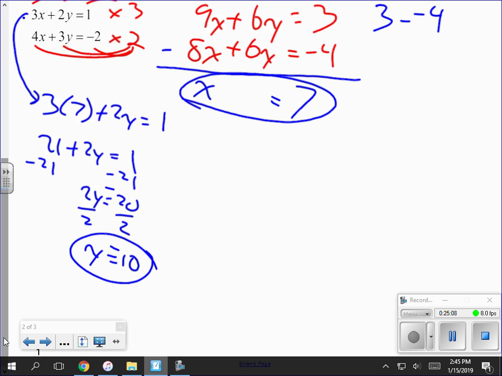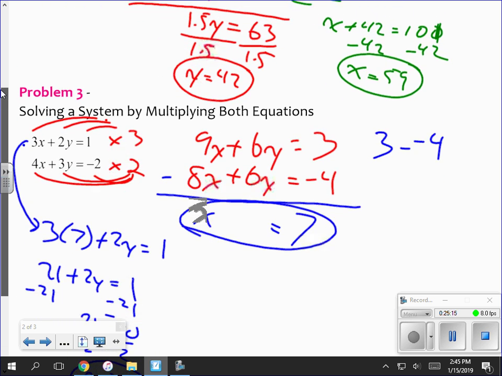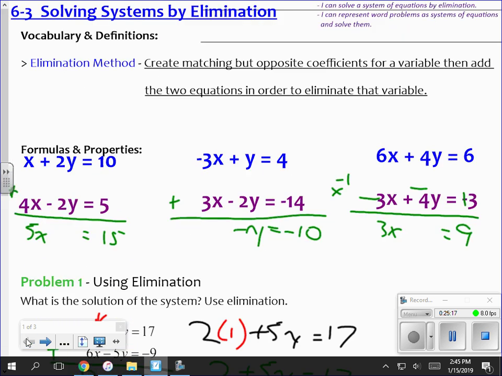In order to do elimination, one of the keys to elimination, I didn't really talk about that. Let me go back here. Notice, everything is lined up. My x's line up vertically, my y's line up vertically, my equal signs line up vertically, my constants line up vertically. In order to do elimination, everything must line up vertically. Your x's, your y's, your equals, your constants. They have to line up.